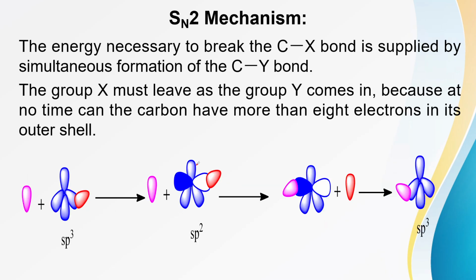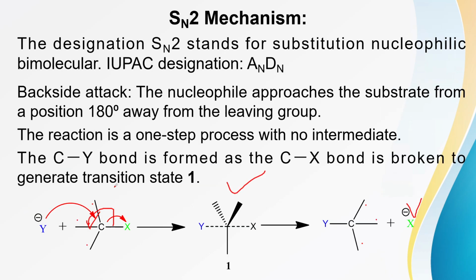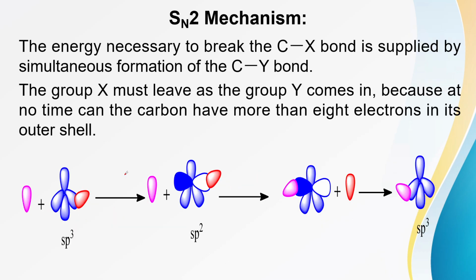Next, we discuss that simultaneous bond formation occurs. The C-Y bond is formed at the same time the C-X bond is broken. So how is this possible, that at the same time a bond is formed and a bond is broken? There is no possibility that Y and X get attached to the carbon at the same time, as carbon would have more than 8 electrons in its outermost shell. It contradicts the octet rule, which is not possible.